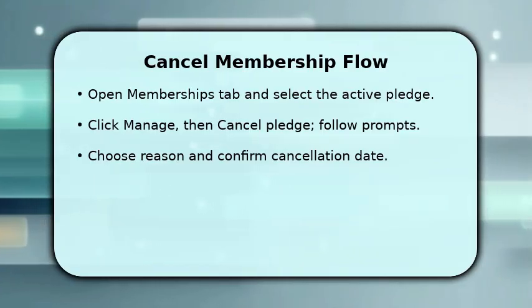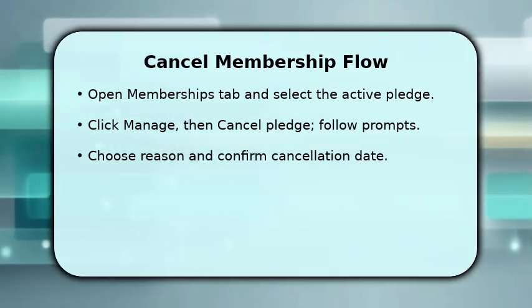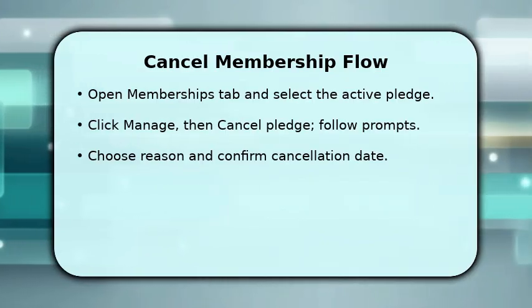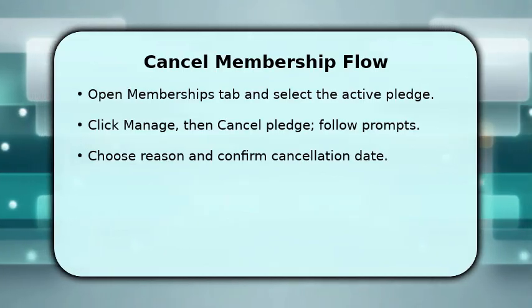Select Cancel Pledge and follow each prompt, choose a reason from the menu to help Patreon improve, and confirm that you understand access ends at the next billing cycle. Make sure to watch for a confirmation pop-up and an email. If you see different tiers, double-check you canceled the correct one before finishing.